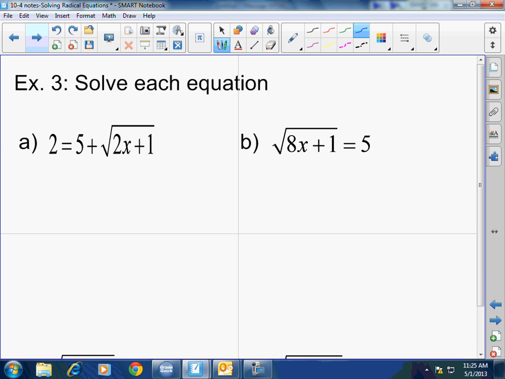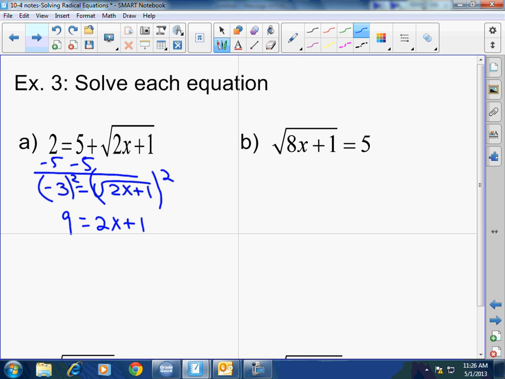What do we do here? How do I get this x alone? Subtract the 5 to both sides. Fantastic. That's negative 3 equals square root of 2x plus 1. How do I get rid of that square root? Oh, yeah. Square both sides. So 9 equals 2x plus 1. Subtract 1. Good job to both sides. 8 equals 2x. Divide 2 to both sides. X equals 4.